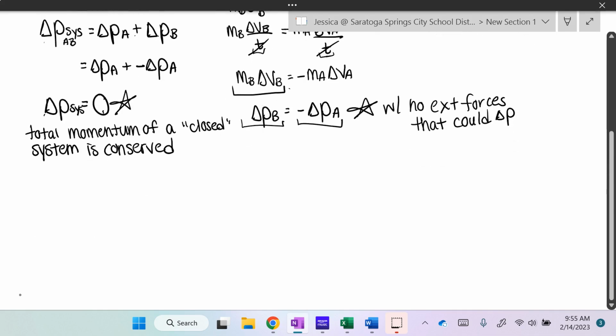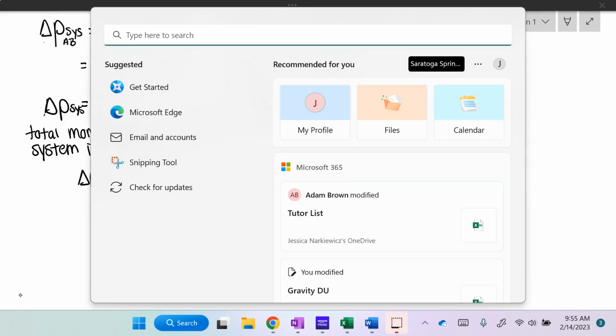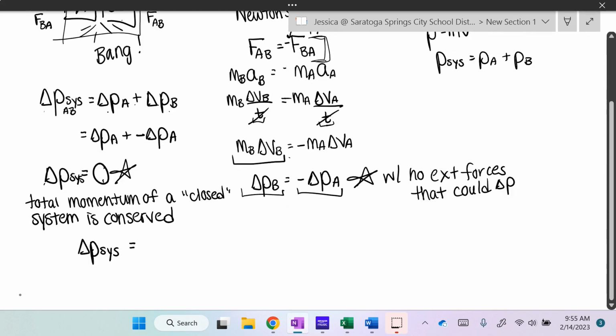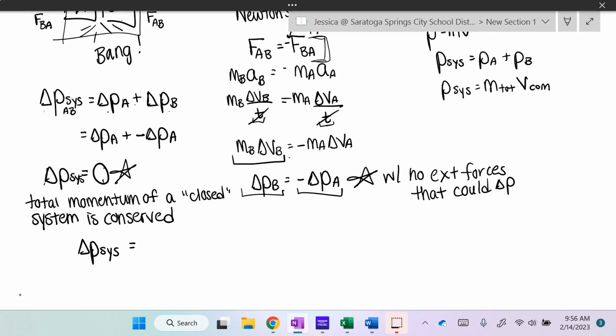So here's some other added cool things. We know that the change in momentum of the system is the individual momentums added together, true. But we also know that the momentum of the system was the total mass times the velocity of the center of mass, and we talked about that in the previous movie. So what this means is the change in momentum of the system is really the mass times the change in velocity of the center of mass.